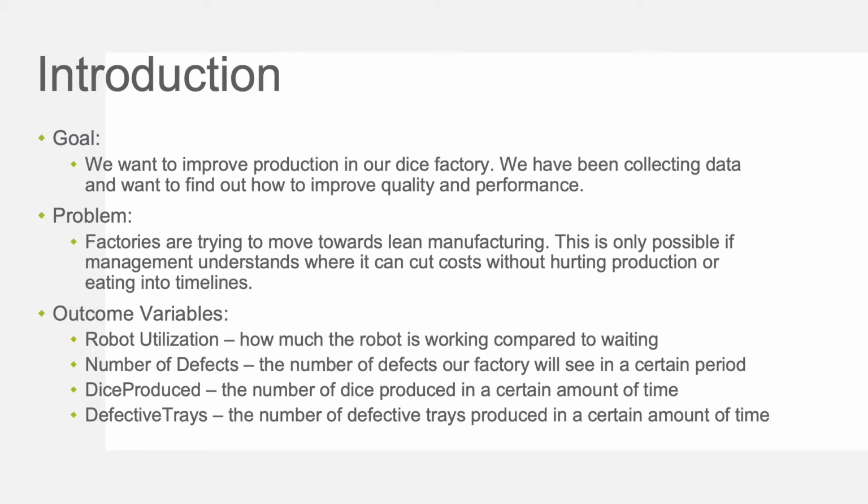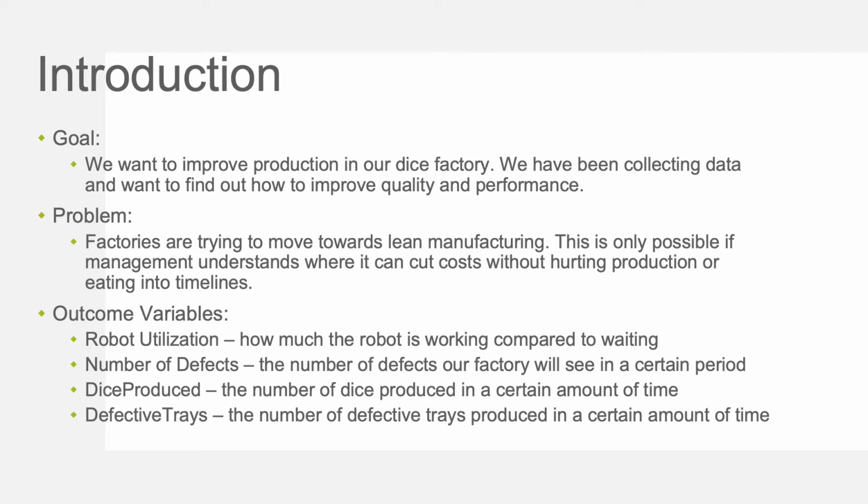The problems we've been facing, like most factories, we want to have a lean process where we don't have a lot of raw materials. But this is only possible if we really understand where bottlenecks occur in the process and where we can cut costs without hurting our production. So in order to achieve these goals, we're focusing on 4 specific outcomes.